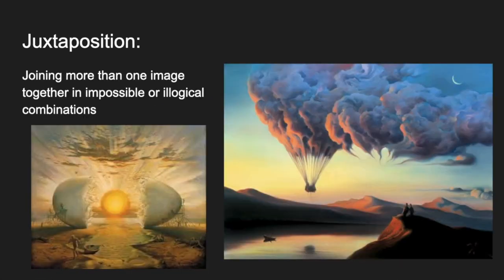Juxtaposition. Joining more than one image together in an impossible or illogical combination. So down here you have the sunrise that is being juxtaposed with this egg shape. So it looks like it's the yolk of an egg. On this side, the cloud looks like it is part of a hot air balloon. Now, these things are not realistic, they're not logical, they could not happen in real life. So that juxtaposition between these two different images that are being brought together is one of the techniques used in surrealist artwork.